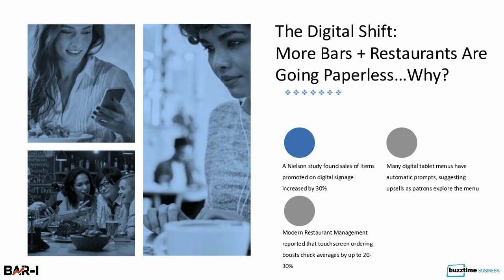to upsell. Modern Restaurant Management reported that touchscreen ordering boosts check sizes up about 20 to 30%. So kind of touching on what I was speaking about, it offers those upsells so your check sizes go up. So let's say the person had a beer. They just wanted a beer. They ordered the beer. They're like, hey, do you want to order maybe some chips and dip? I mean, these are just little things, but they're going to add up in the long haul to a larger check size and increased check percentages.